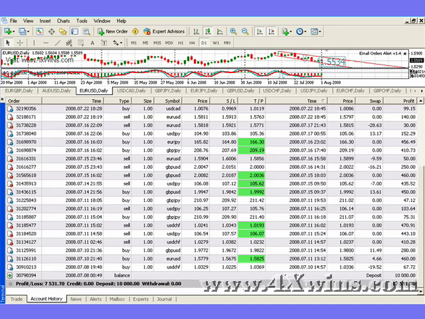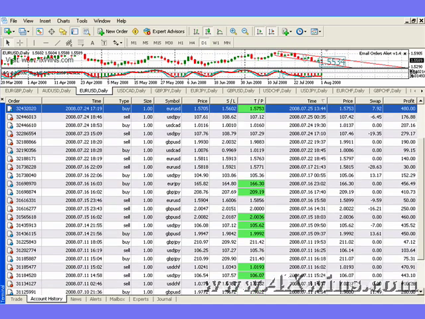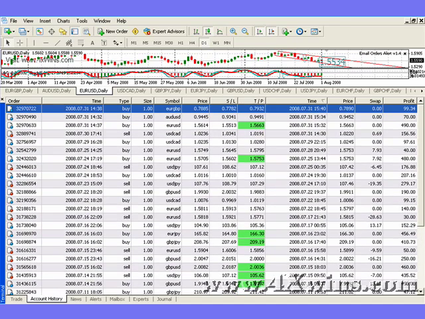This is a manual system. It doesn't take a rocket scientist to do it. I've placed the orders for one lot sizes, a standard account. You can start lower if you like, if you want to be more conservative. Certainly practice this in a demo account before you try to do this live. And that's it for the public domain free portion of this.